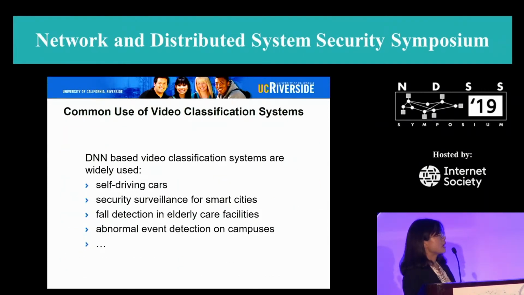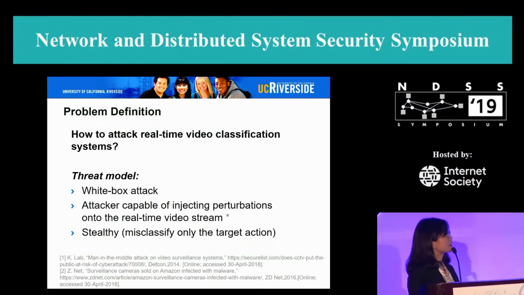DNN-based video classification systems are more and more deployed, even in some security-critical applications like self-driving cars and surveillance systems. So our paper aims to attack this kind of real-time video classification system. We assume a white box attack, which means we know the DNN model and the parameter values of the model. We also assume the attacker is capable of injecting perturbations onto the real-time video stream. This has been shown possible by previous works.